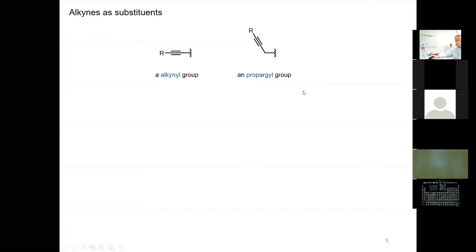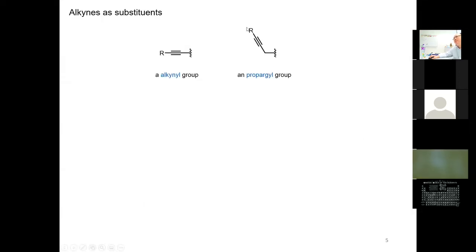If an atom is connected to a CH2 that is connected to an alkyne, we call it a propargyl group. All right, this you need to memorize. Like in alkenes, if it's connected to a double bond, it's called an alkenyl group. If it's connected to a CH2 next to an alkene, it's called an allyl group. In this case, it's called a propargyl group.